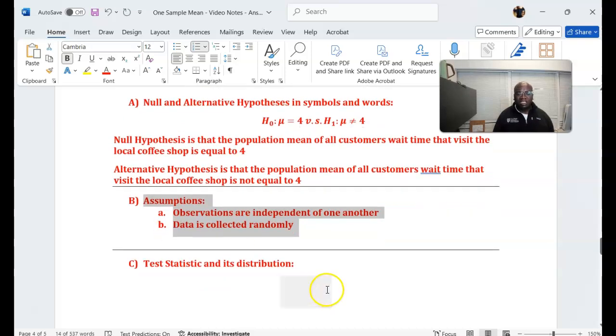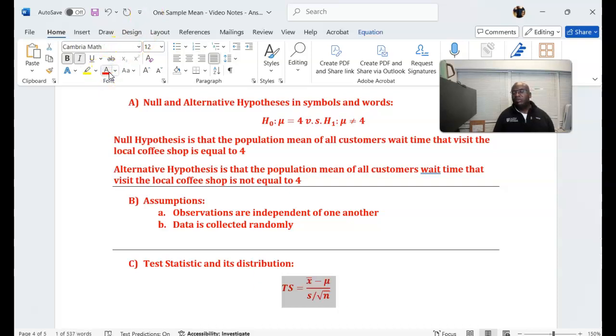In terms of the test statistic, you should have seen this before. This is the actual equation: x bar minus mu over s over square root of n. S over square root of n is the standard error. That measures the variability of the statistic x bar.